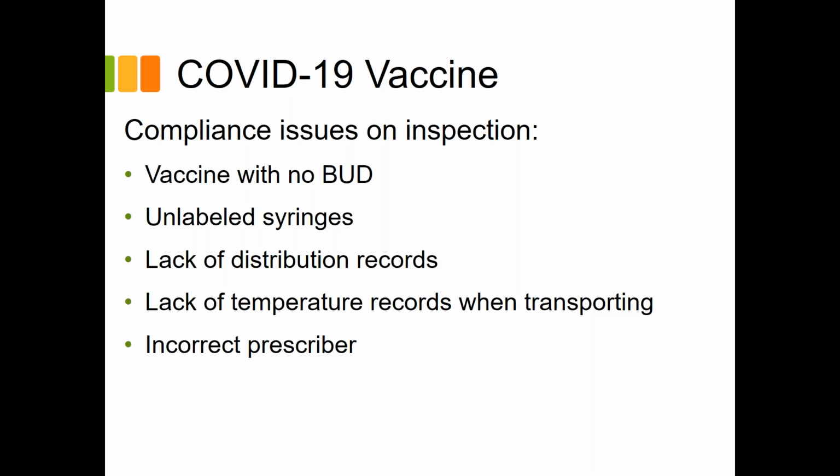And then the federal government and the state do require temperature tracking when the COVID vaccine is being transported. So if you're a hub and you're sending it somewhere else, when it's being transported, you're still required to be tracking temperature. We're finding people who are not doing that, or at least not documenting that they're doing that. And then there's the incorrect prescriber on prescriptions. As I mentioned earlier, it's all based on where the authority is coming from, whether it would be the pharmacist or Dr. Turbalese on the prescription.